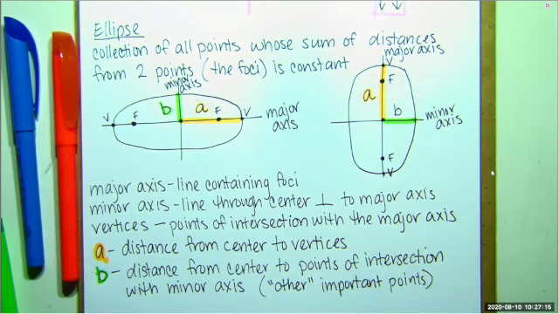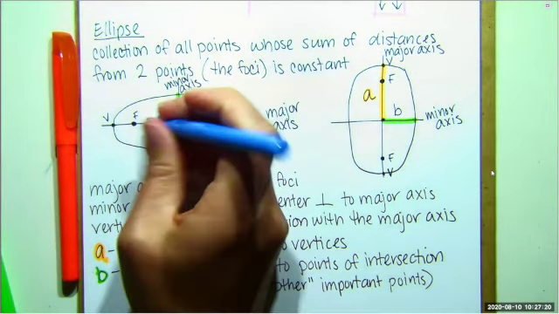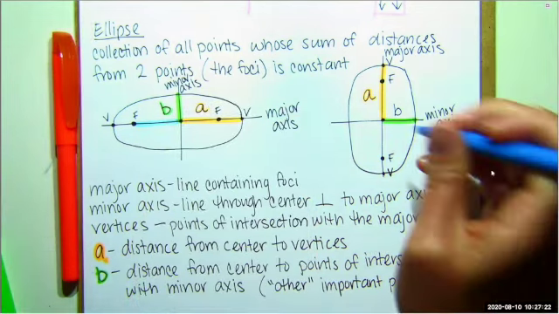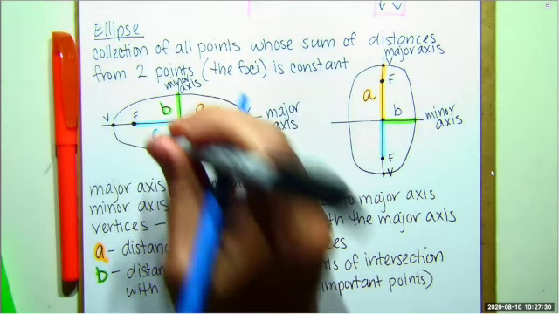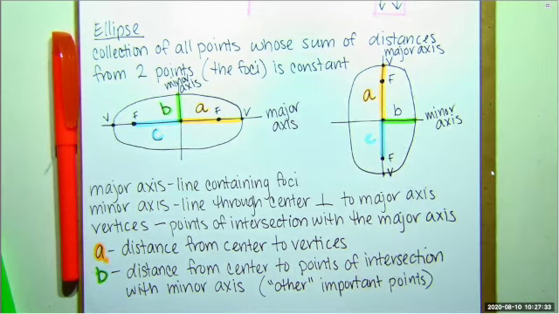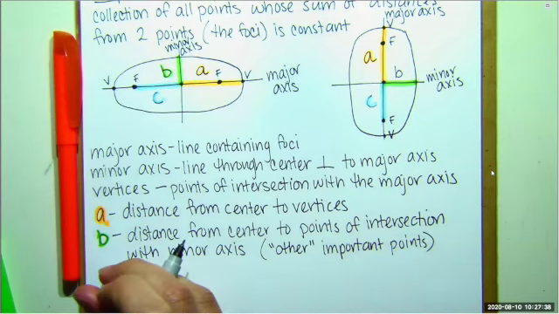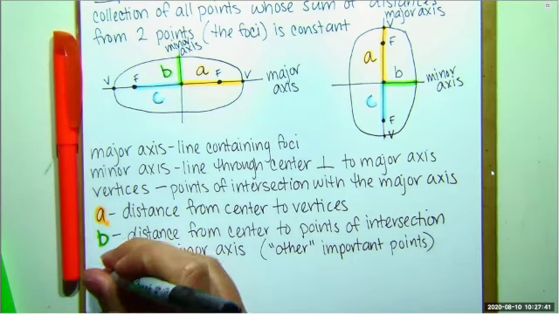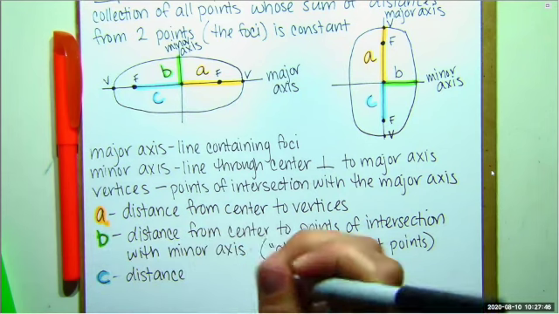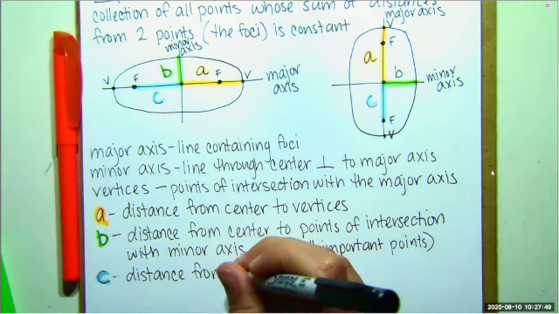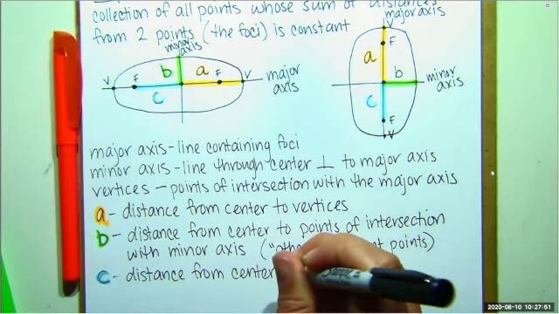We have one more distance on this picture. You might have guessed it already. That's going to be our distance from our center to the foci. This distance is the last thing we want to have a variable for, so we're going to call this C. C is our distance from the center to the foci.